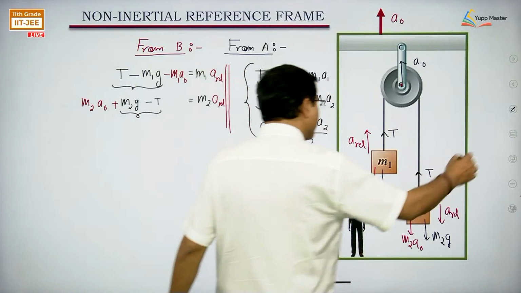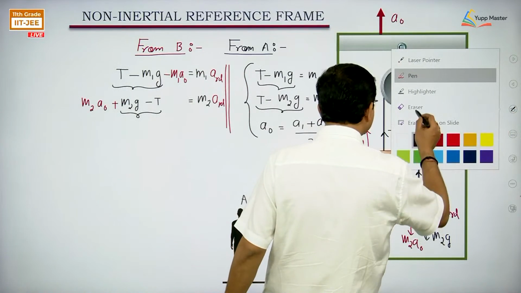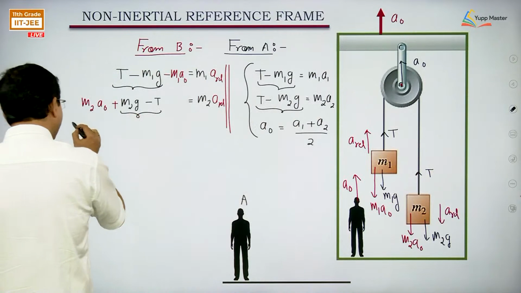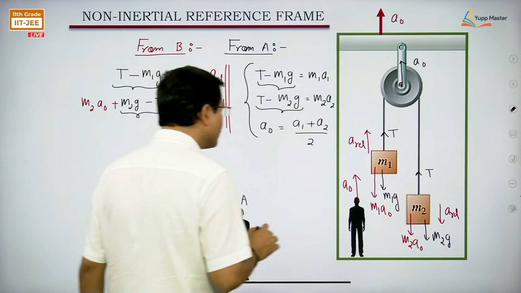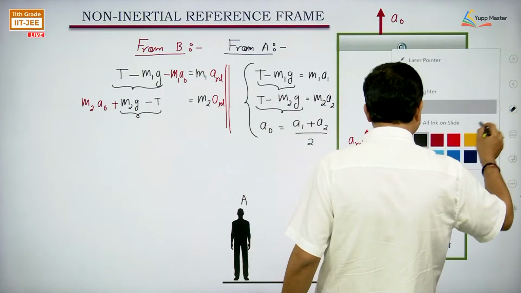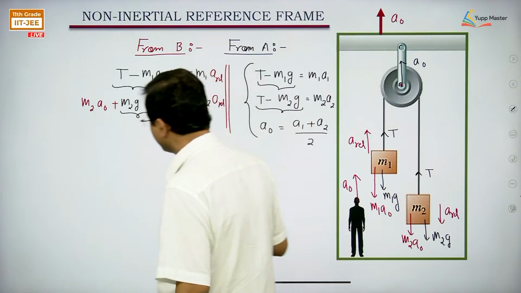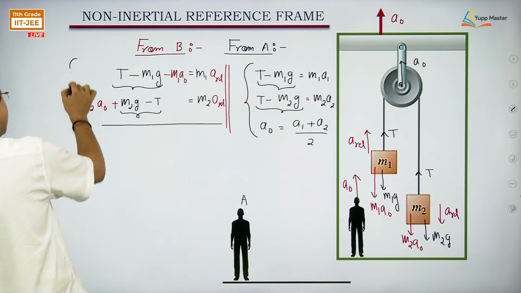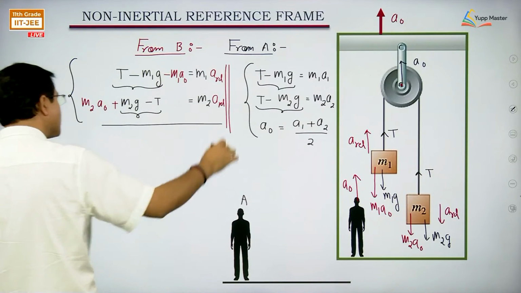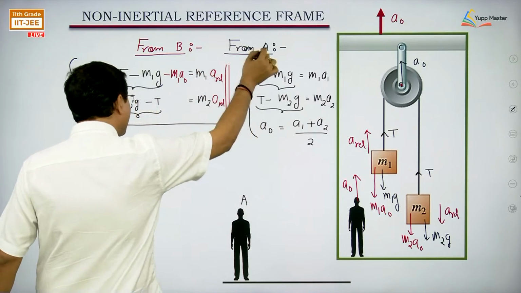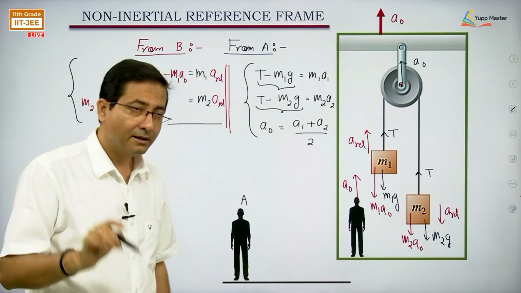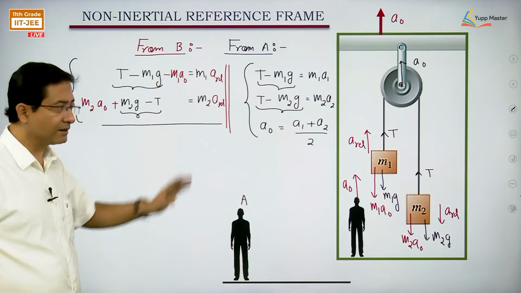Now, whether you calculate the value of tension from the first equation or the second equation, from observer A or observer B, you are going to get the same result. I already proved that, right. So, solving from this frame or solving from this frame, you are going to get the same value of tension, but the value of acceleration will be different.